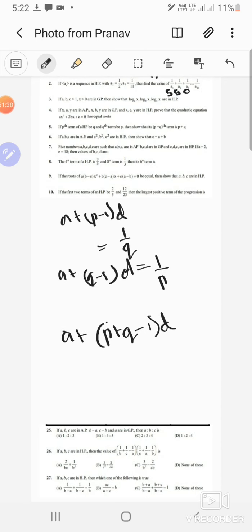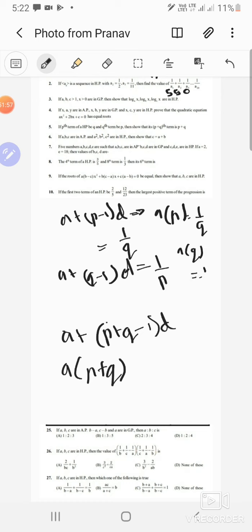Fine, so instead of writing it like this, let's write it as a into p plus q, right? And then over here let's just write it as a into p equals 1 by q. Oh, that is so sweet. And then a into q is equal to 1 by p, so just add them up.